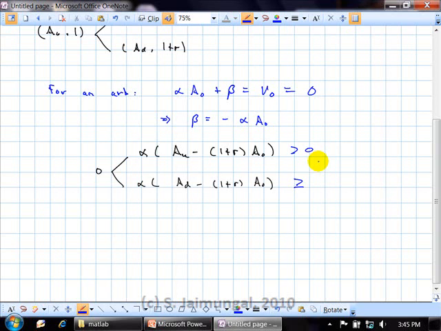Okay, think about it for a second. To avoid arbitrage, I'm going to write it down and then just tell me if this makes sense to you. One, if one is positive, then the other has to be negative. Right? We know the top is bigger than the bottom. So certainly if they're both positive, that's an arbitrage right off the bat.